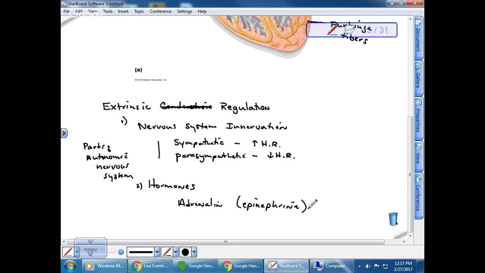So this tends to be long-term, right? And this would be more of a short-term regulation. Hormones tend to be long-term increases in heart rate. So over a period of hours, for example, adrenaline can cause your heart rate to stay elevated.